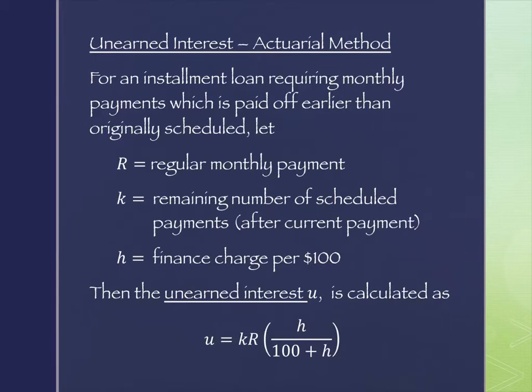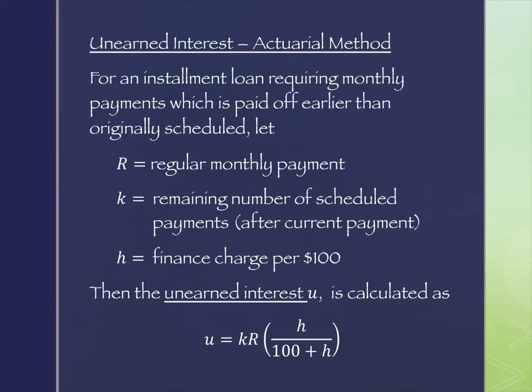There are two distinctly different ways to calculate this that lead to different answers. The first one's called the actuarial method. A lot of this is already in your notes, so if you've printed them off, or you want to wait and print them off later, you won't have to write very much. Unearned interest, the actuarial method, takes an installment loan, right?